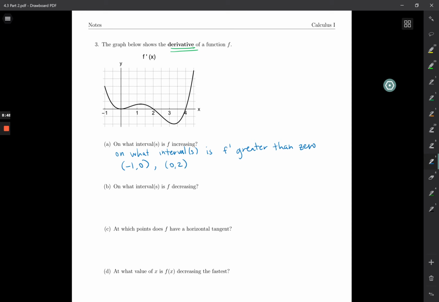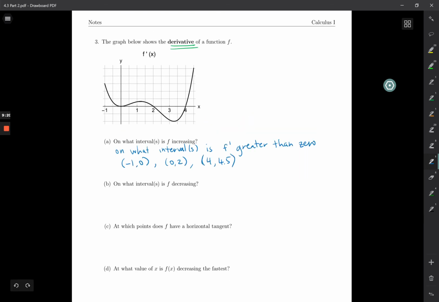Between 2 and 4, it drops below the x-axis, so it is not greater than 0. And then after 4, I guess we'll assume that the function stops right there, or you could just assume it keeps on going in this same direction. It's up to you how you want to interpret it. But we'll say it stops at 4.5. So these are the intervals on which f is increasing, because the derivative graph is above the x-axis on these intervals.